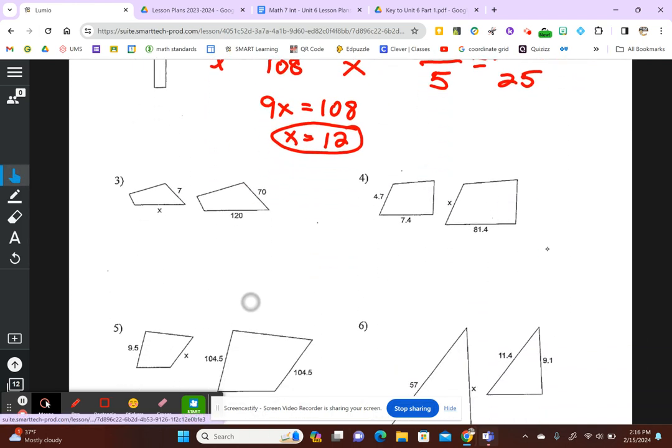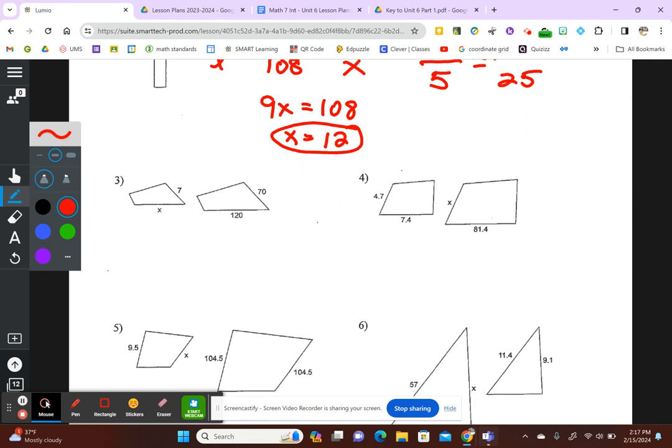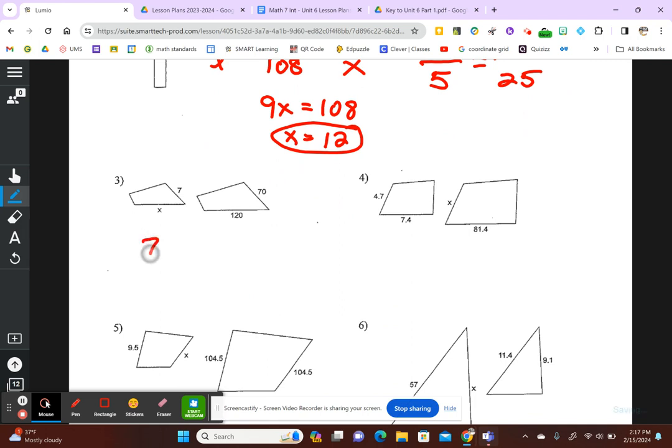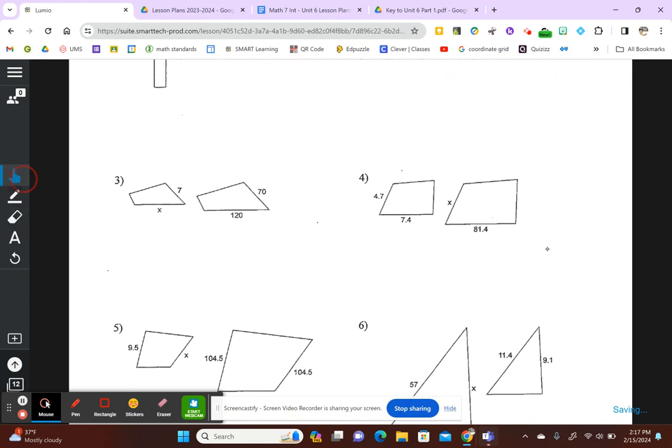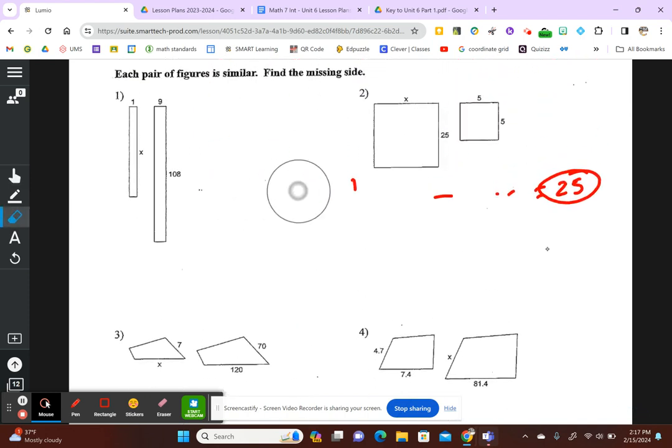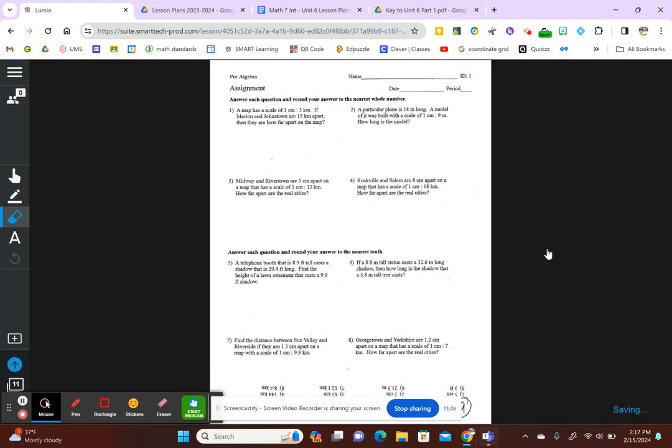Now, let's look here. And here again, I would say 70 is to 120 as 7 is to x. And here, if I divide both by 10, it's obvious that x equals 12. Okay, so we can set up proportions of similar figures to find the missing length. And that's what we did here on page 11. Now, we're going to turn to page 7 and try to do a problem there. So let's turn to page 7.